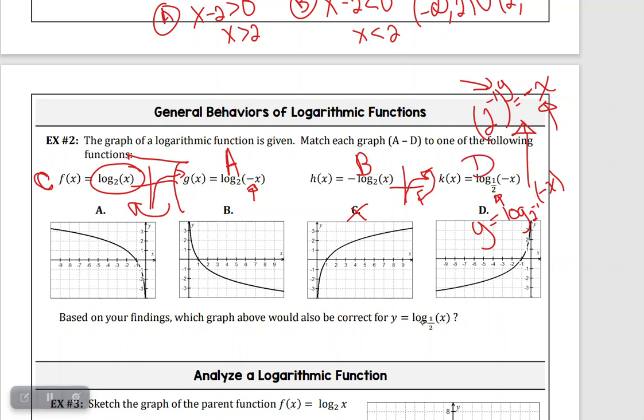Now, just like we talked about up here with this part reflecting over the y, this part reflects over the x. So that's what this means real quick. So that's that negative exponent right there. So if it reflects over the x-axis, it would have the same graph as B.